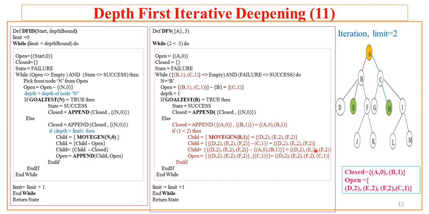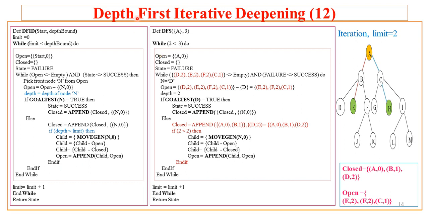This child list is appended at the beginning of the open. Now open has D, E, F and C. So with this new open, it iterates next.